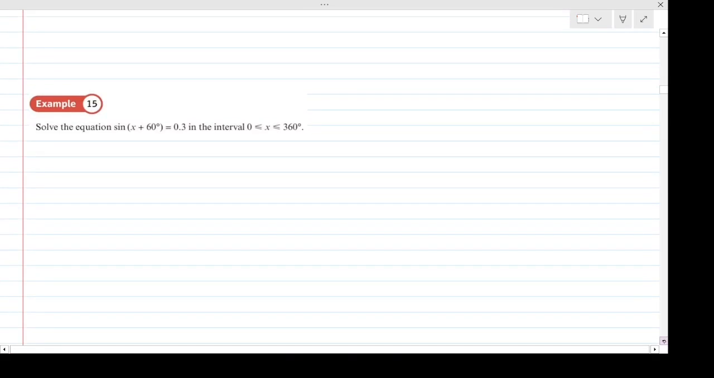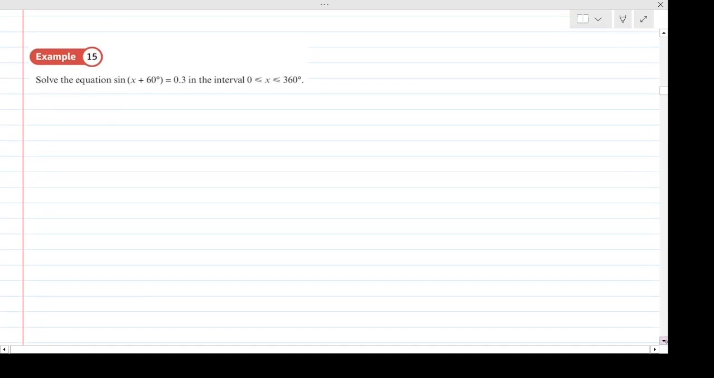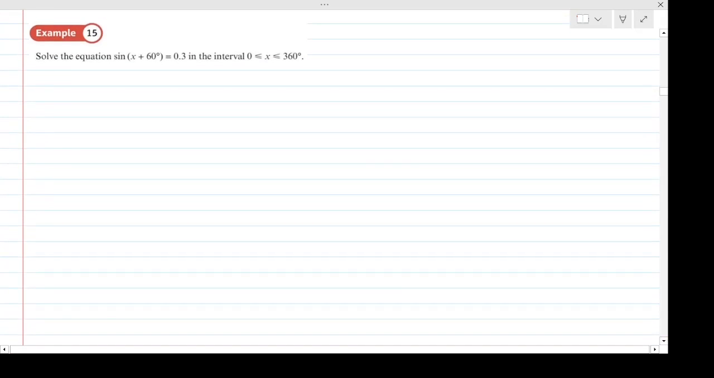Let's have a look at this question then. We need to solve the equation sine of x plus 60 is 0.3 in the interval 0 to 360 for x. So again, I notice my input, my x, right, is a bit different. It's not just x, it's x plus 60. So I need to adjust my interval. So if x is between 0 and 360, so then what about x plus 60? I need to add 60 to everything, right?